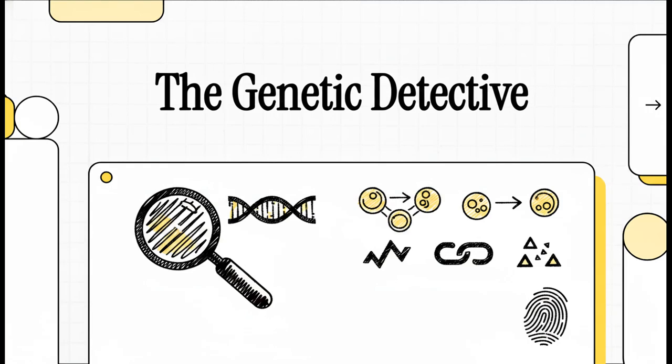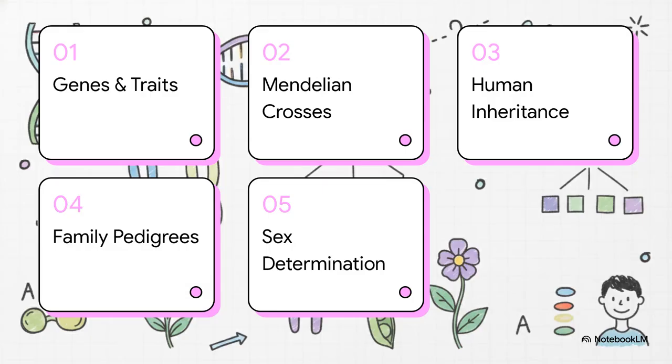Today, we're essentially putting on our detective hats to crack the ultimate biological code, human inheritance. Using the concepts laid out in SPM Chapter 11, we're going to figure out exactly how physical traits get passed down from generation to generation, and how one tiny microscopic typo can literally change everything. Let's dive right in.